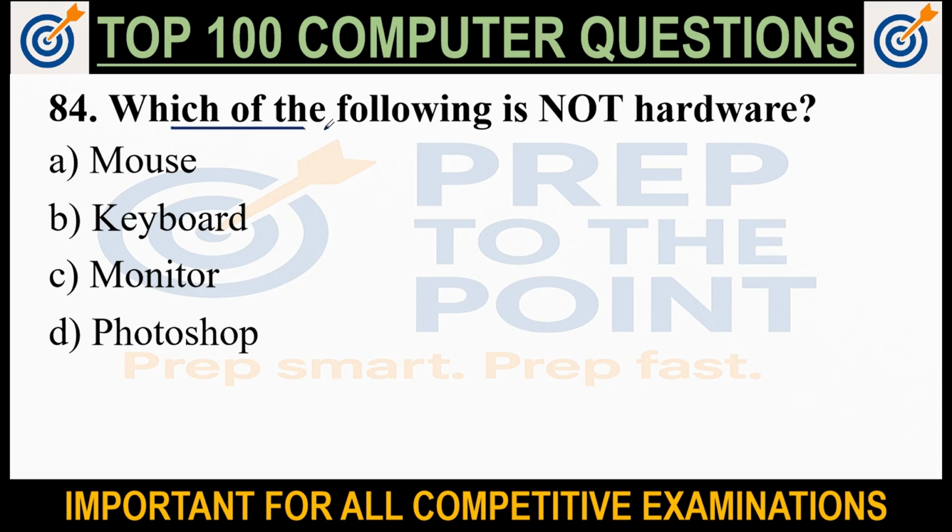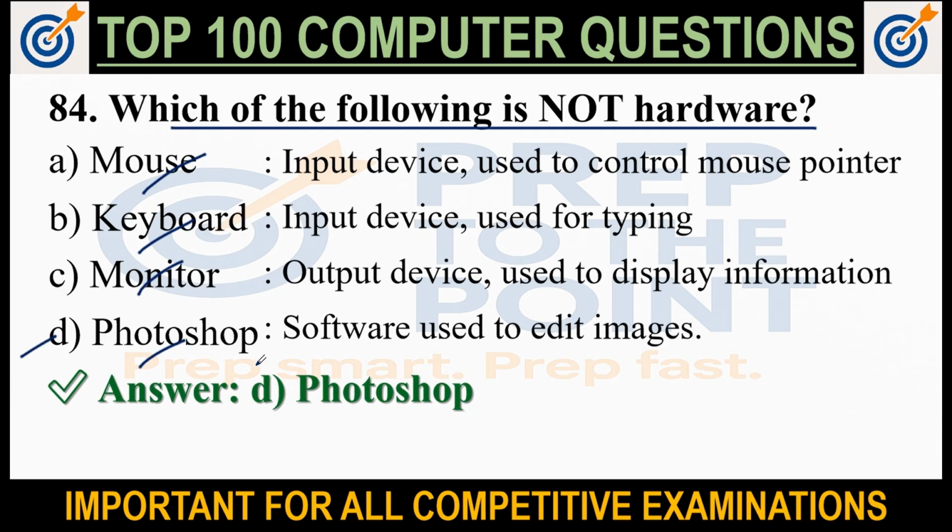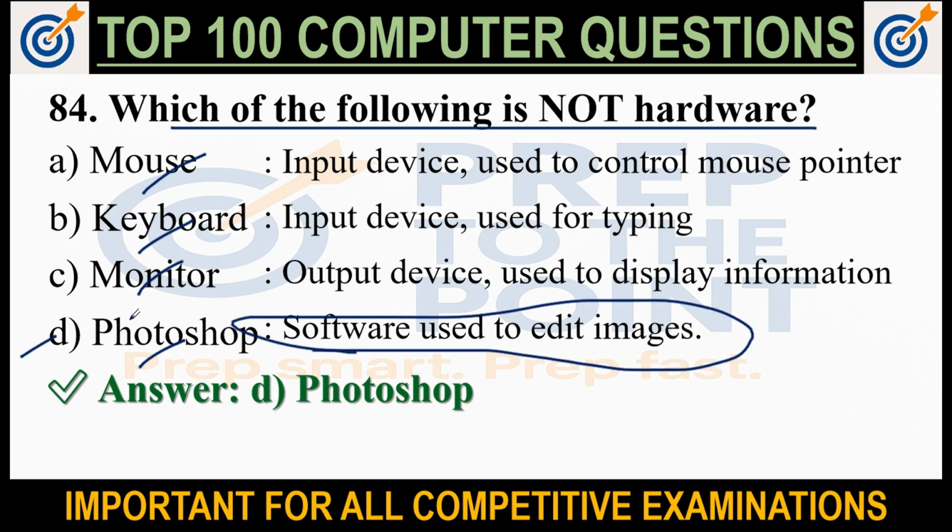Which of the following is not hardware? Mouse, keyboard, monitor or Photoshop? The right answer is Photoshop, because Photoshop is a software used to edit image. But other than Photoshop, mouse, keyboard and monitor all are computer hardware, and mouse is input device, keyboard is input device, whereas monitor is output device used to display information.